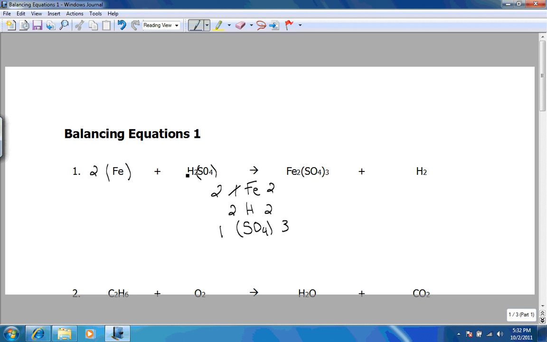Now hydrogens, I have 2 on this side and 2 on that side. Sulfates, I have 1 on this side and 3 on this side. That means I need to go and multiply this by 3, so I have 3 sulfates. But if you notice, that also messed up my hydrogen. So remember, this is a multiply, so that's 3 times 2. So that makes this into a 6 now, which means that messes my hydrogens up. So on this side, I'm going to multiply this by 3, because 3 times 2 is 6, and that's how many I need.